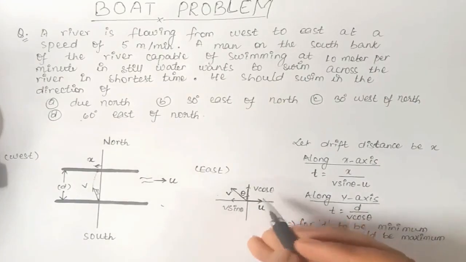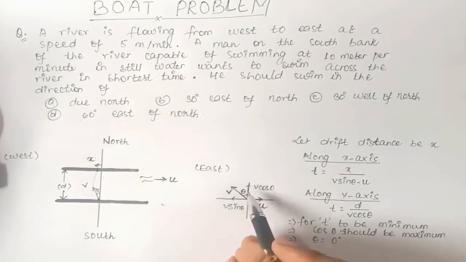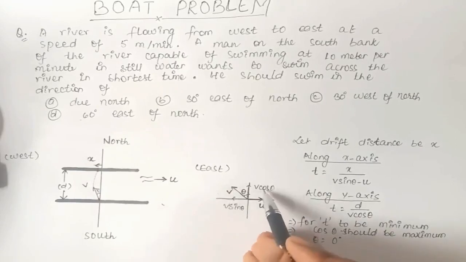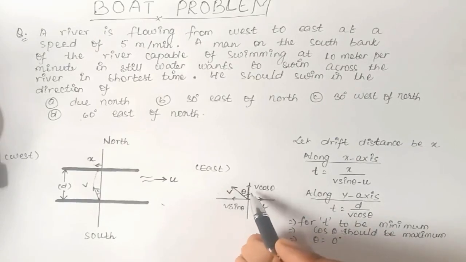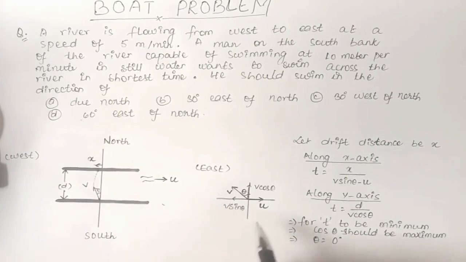the vertical line. Now we can break the v into v cos theta and v sin theta, where v cos theta will be the vertical velocity of the boat and v sin theta will be the horizontal velocity of the boat in still water.